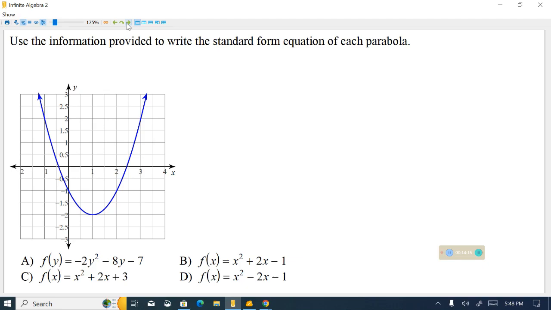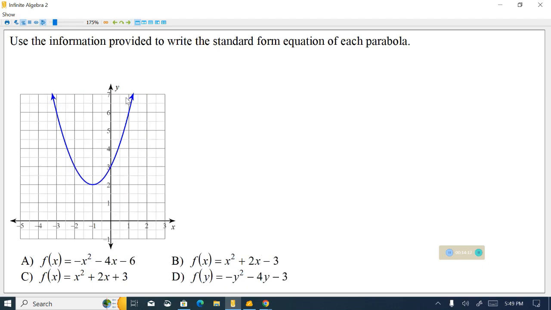Okay, so that one was harder than the first two. Let's try this next one. Okay, maybe pause the video and try to make your choice.